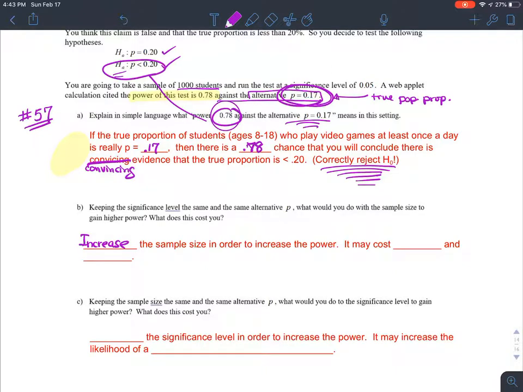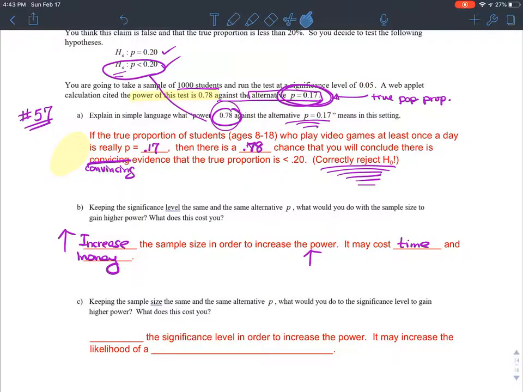That will always increase power. Okay? It'll increase the likelihood of avoiding a type 2 error. Now, if you're actually doing a study, things that it could cost you is it could cost your time and it could cost your money, because the more people you survey, that takes more time, it takes more money to be able to conduct all those things. Okay? So increase sample size if you want to increase power.